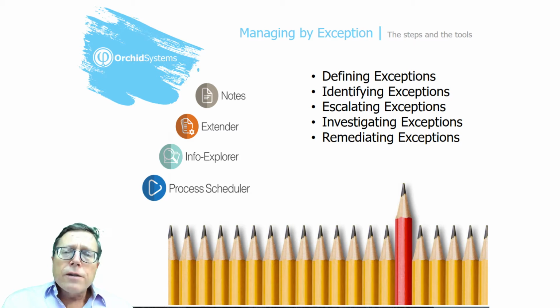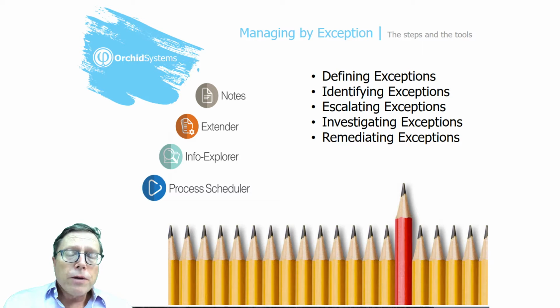So this involves 5 activities or processes. Initially, defining what those exceptions are. Secondly, identifying those exceptions when they occur. Thirdly, escalating those exceptions. So once they've been identified, escalating them to the necessary people. And fourthly, going through an investigation process, finding out why those exceptions have occurred and what to do about it, which leads on to the 5th point, which is remediating exceptions.